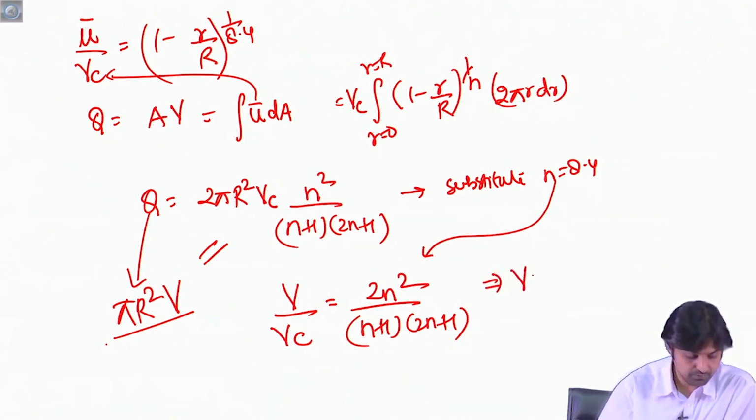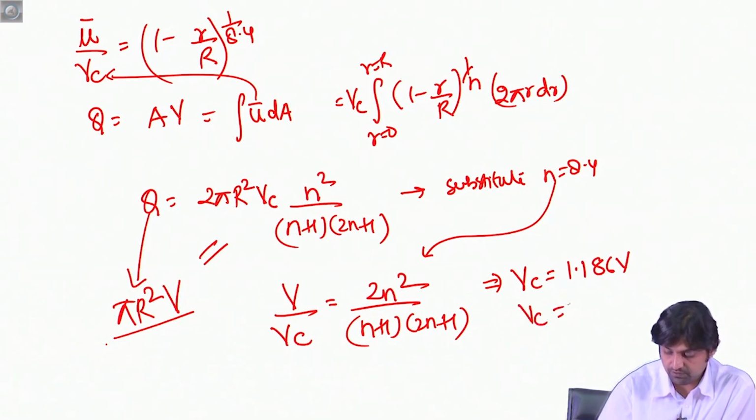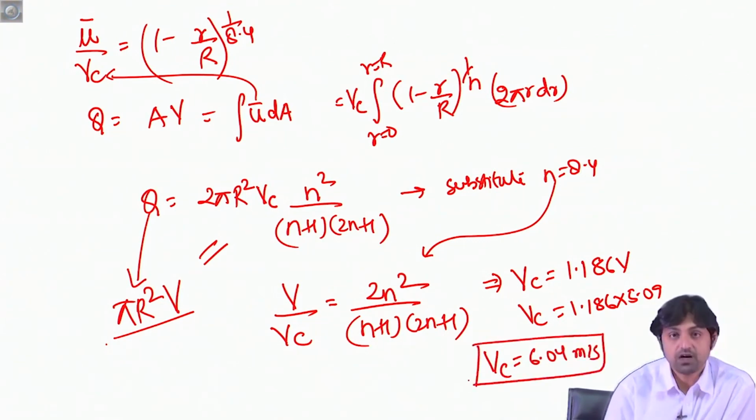Therefore, Vc will be 1.186 V, and V already we know, 5.09. So, Vc is going to be 6.04 meters per second. So, that is part B. All right. If you remember, for laminar flow, this Vc was 2 times the average velocity, but in turbulent flow Vc is not 2 times, because V was 5.09 and Vc is not even 1.2 times V. So the center line velocity is lesser than what it is in laminar flow.